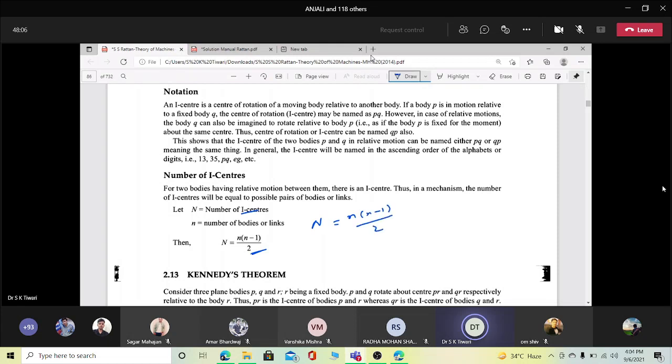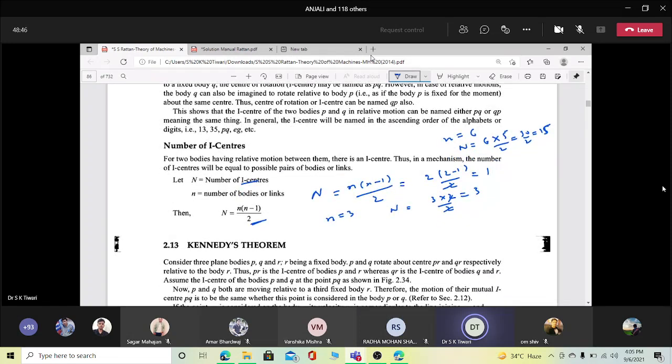इसीलिए मैं हमेशा आपसे number of links count करवाता रहता हूँ. So if there are 2 bodies, how many I centers will there be? 2 into 2-1 divided by 2, that is 1. If I take n as 3, the number of I centers will be 3 into 2 divided by 2, that is 3. If I take the value of n equal to 6, then the number of I centers will be 6 into 5 divided by 2, that is 30 divided by 2, which is equal to 15. Okay.